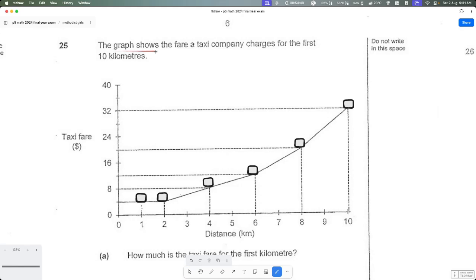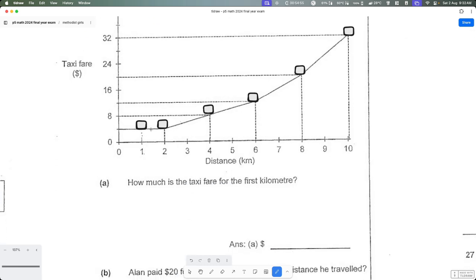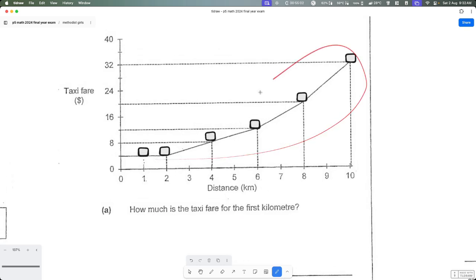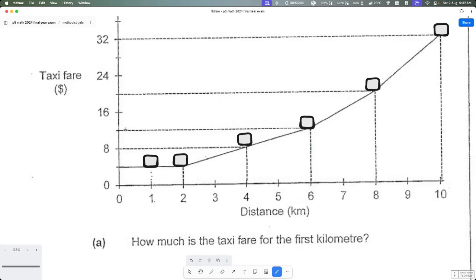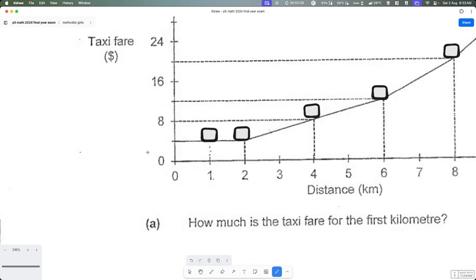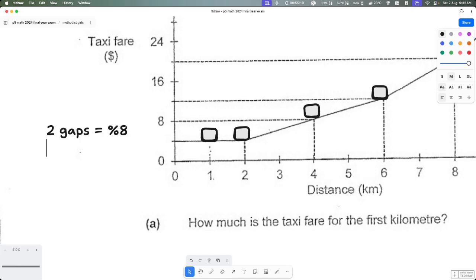Okay, so the graph shows, question 25, the fare a taxi company charges for the first 10 kilometers. So you have 1, 2, 4, 6, 8, and 10. How much is the taxi fare for the first kilometers? I blocked this because they have the answer. Okay, so we want to know the cost for one gap. So in a way, we have 2 gaps over here, and we have $8. Okay, so in this case, 2 gaps is equal to $8. So whoops, not 8%, $8.